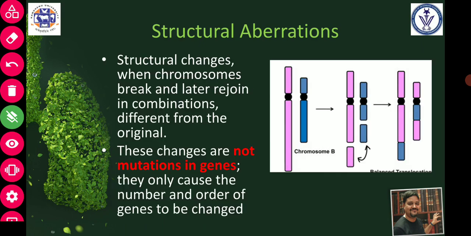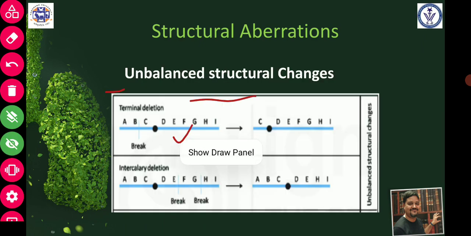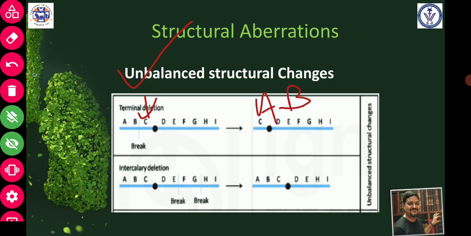So again, there are two types of structural aberration. The first one is unbalanced structural changes. Unbalanced structural changes means there will be loss of some segment of chromosome, loss of some DNA. Here you can see there is a break between B and C, and you can see here that segment A and B is lost. So the genetic segment is actually lost.